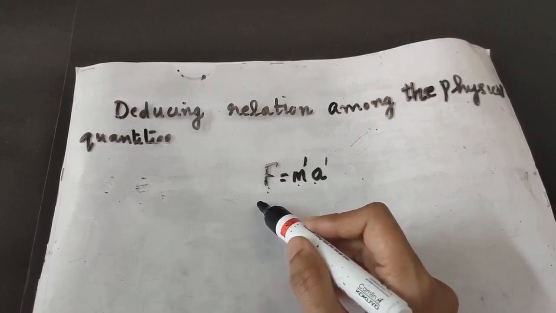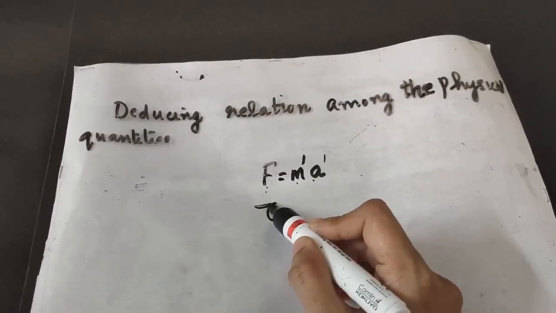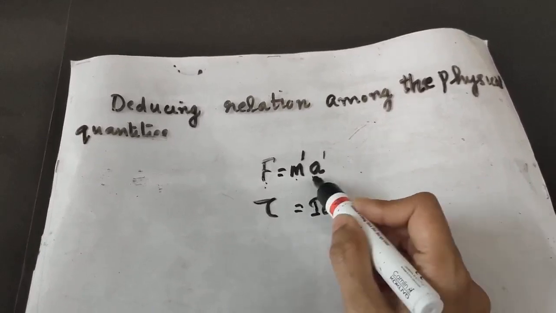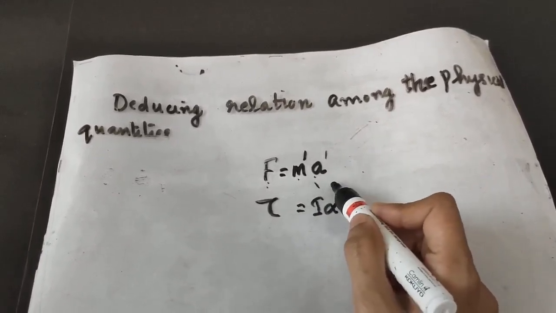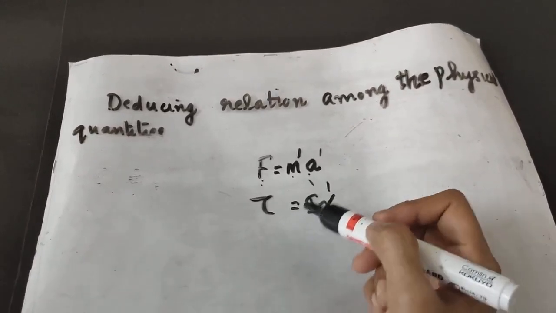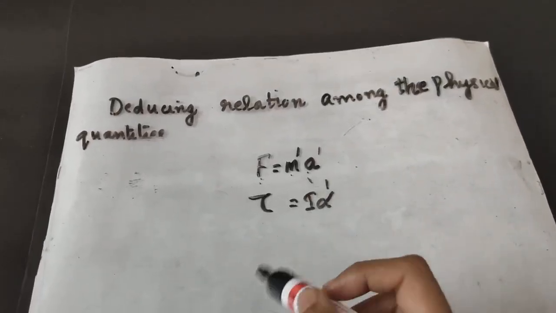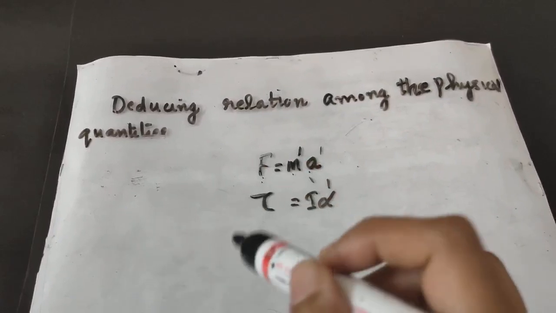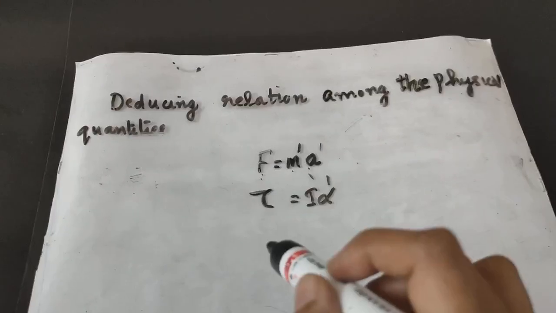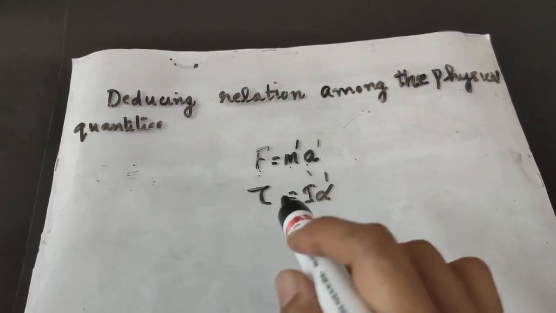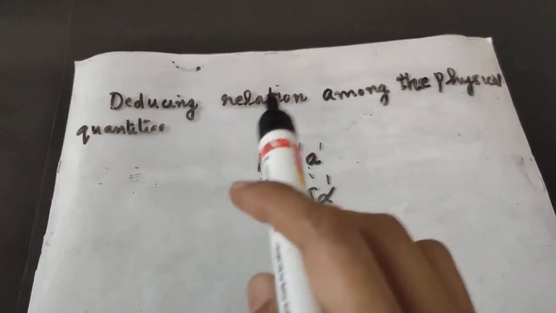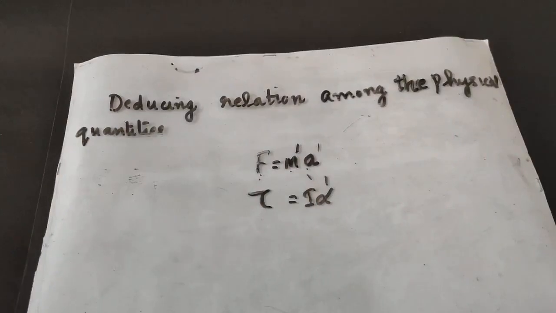Yesterday we have seen this physical relation, that is tau is equal to I into alpha. Here also the power of I is 1 and alpha is also 1. So by using the idea of dimensional analysis, we can deduce relations among the physical quantities.